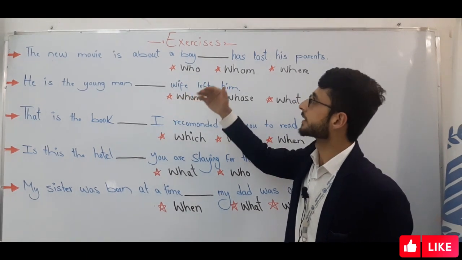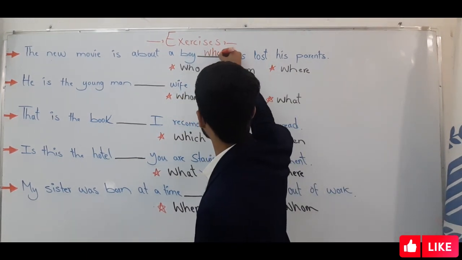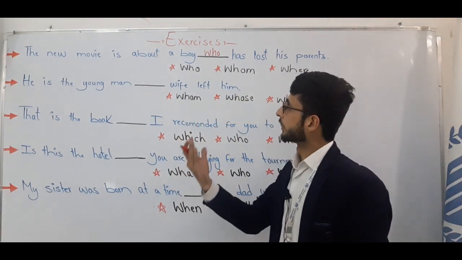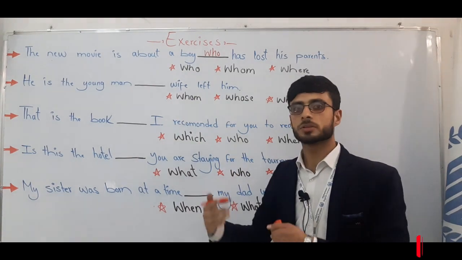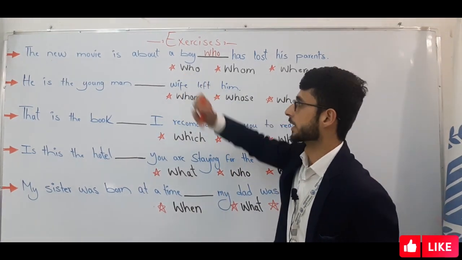The new movie is about a boy who has lost his parents. میگه این فیلم درباره بچه‌ای است که فامیل خود را از دست داده. این درباره subject گپ میزنیم. We should use who in here.